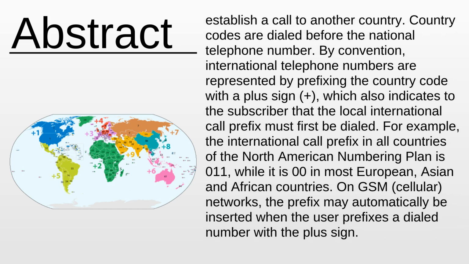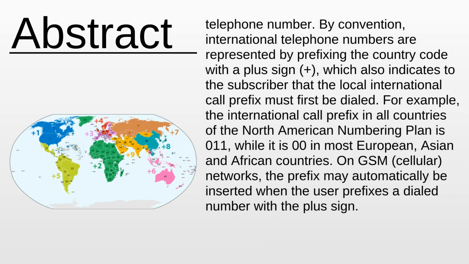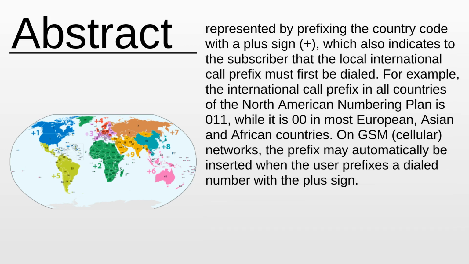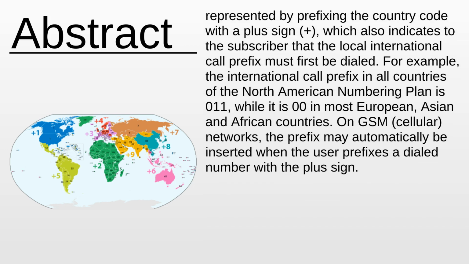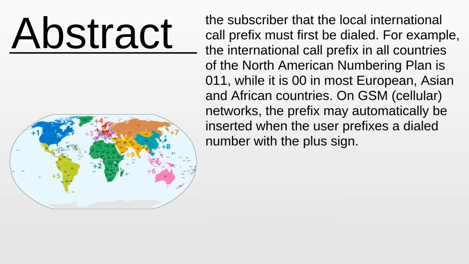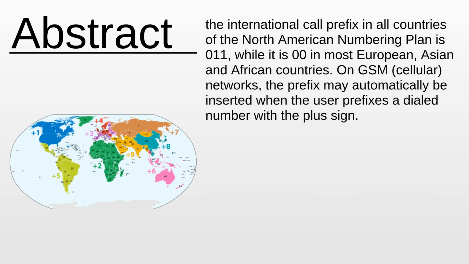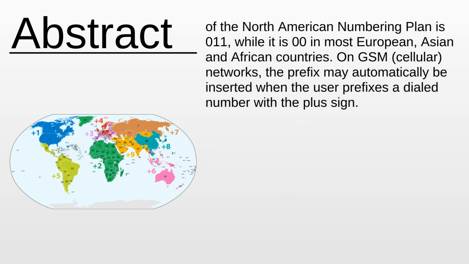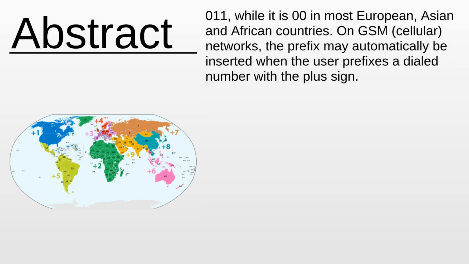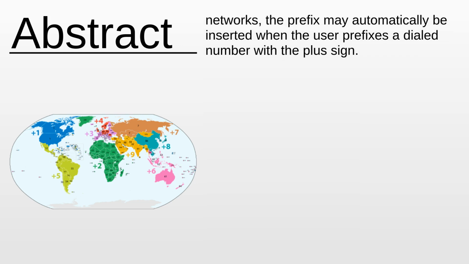By convention, international telephone numbers are represented by prefixing the country code with a plus sign, which also indicates to the subscriber that the local international call prefix must first be dialed. For example, the international call prefix in all countries of the North American Numbering Plan is 011, while it is 00 in most European, Asian and African countries. On GSM cellular networks, the prefix may automatically be inserted when the user prefixes a dialed number with the plus sign.